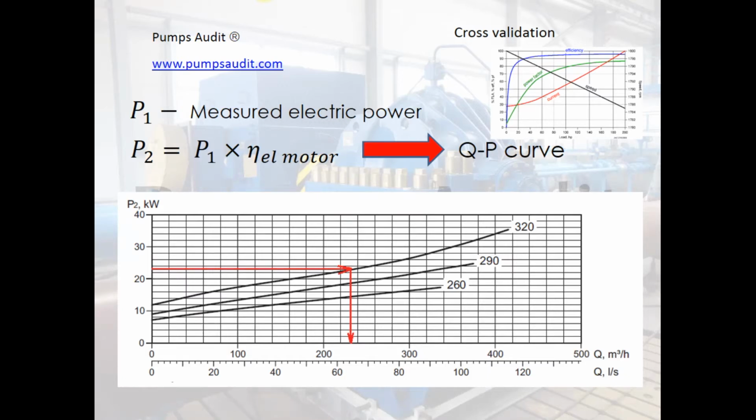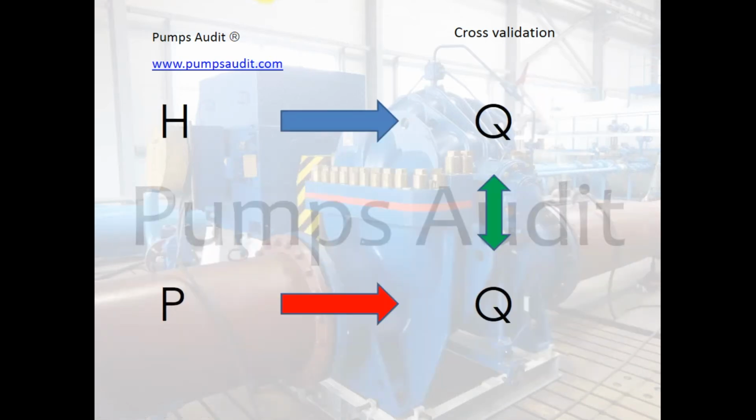For example, we have a measured electric power or current. Then we can use the electric motor curve to define the shaft power. Or we can use the value of the efficiency from the electric motor nameplate and calculate the shaft power by using this formula. Then by using the pump shaft power curve, we can estimate the pump flow rate. If the flow rate received from the pump head measurements and the flow rate received from the power measurements agree, then this value of the flow rate can be considered as correct.